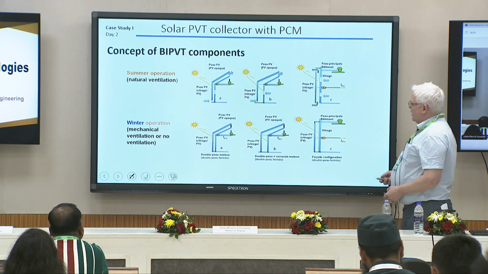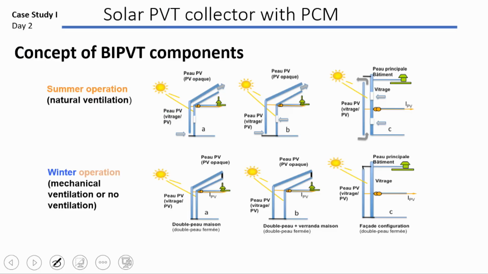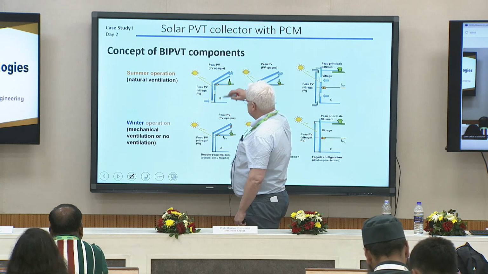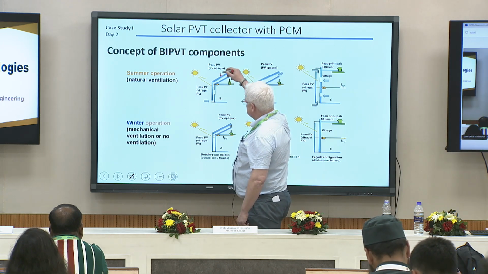So, an example. This is an example that we developed in the past on a project where the principle was to have an operating principle during the summertime. Okay, so during summertime it is a double skin with a PV envelope. Okay, this is PV.